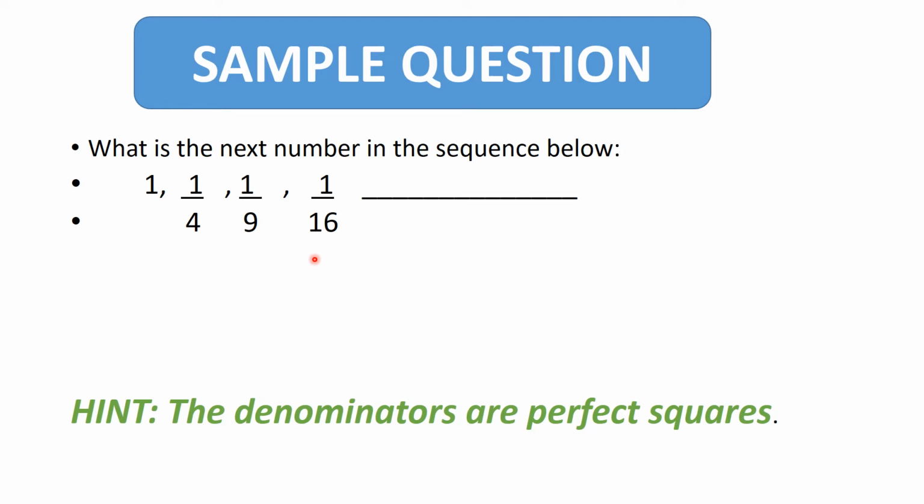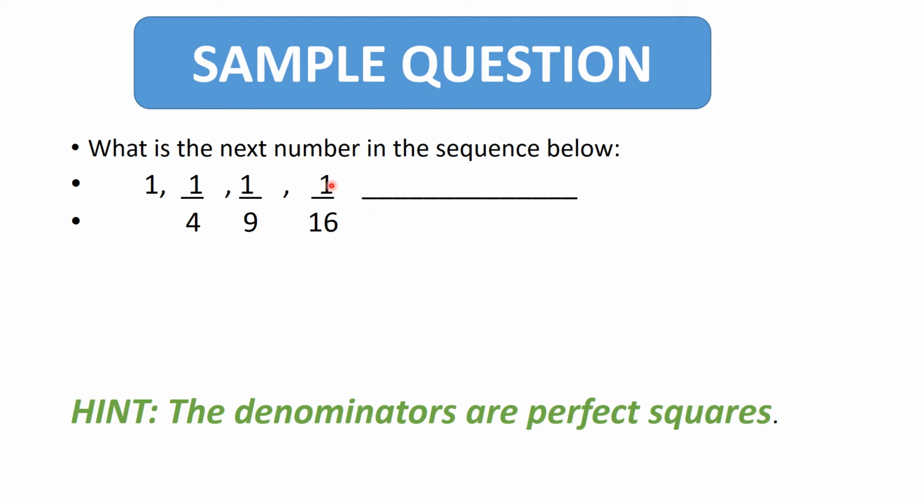Very easy. You'll realize that your numerators are not changing. The only numbers that are changing are the denominators. I've given you a hint: the denominators are perfect squares. So what is a perfect square? Remember, 1 times 1 is 1, 2 times 2 is 4, 3 times 3 is 9, 4 times 4 is 16. The next number will be dash times dash.